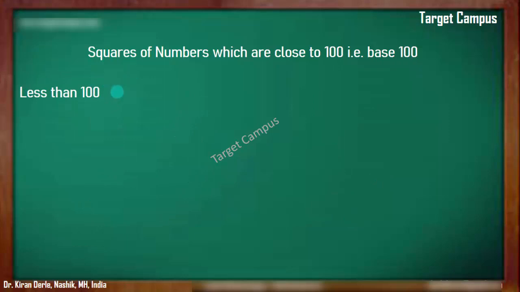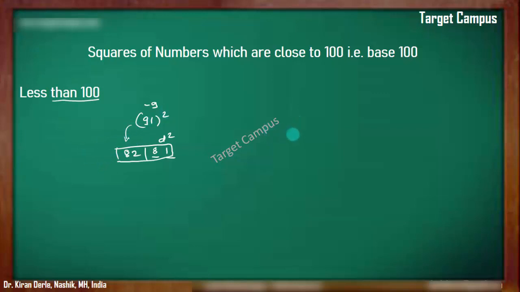Now when numbers are close to 100 and less than 100, the same logic will follow. Say for example, you have to calculate the square of 91. This is minus 9. Your answer will divide in two parts, again the difference square. Minus 9 square is 81. 91 minus 9 is 82. So 8281 is the square of 91.